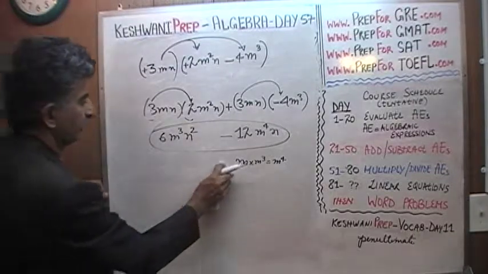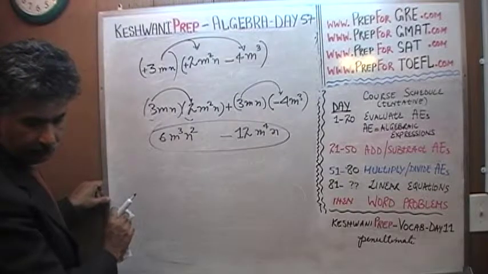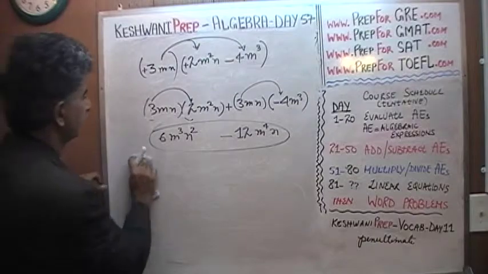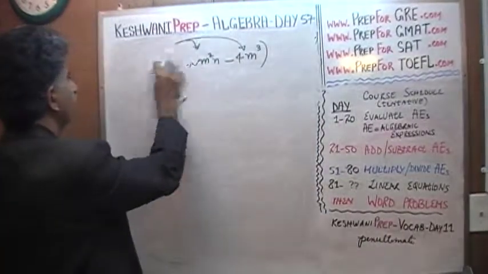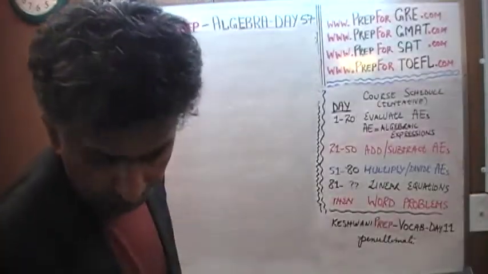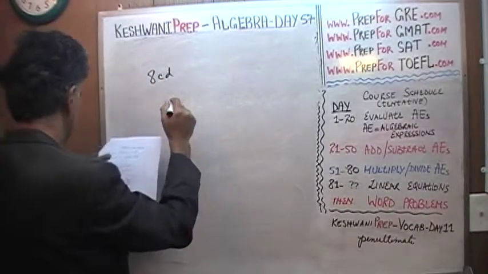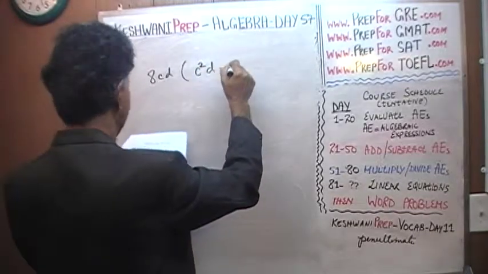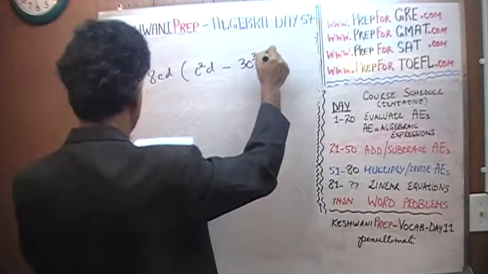We're done with this one, so I'm going to erase it. The next problem is 8cd times c squared d minus 3c cubed d squared.